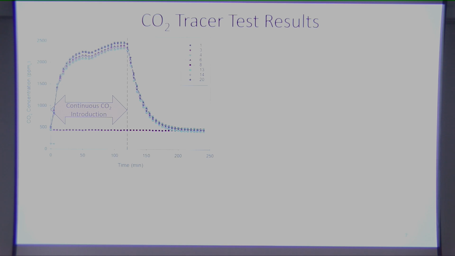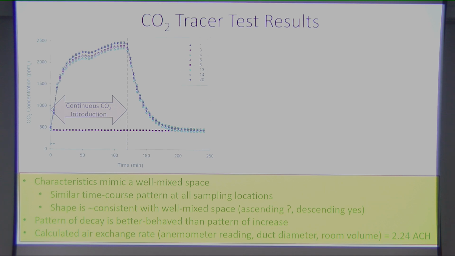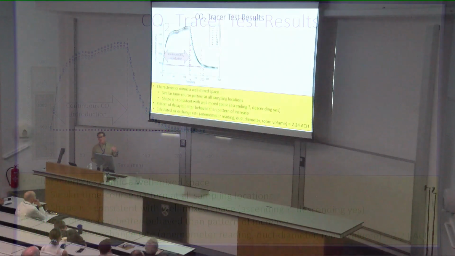What we would expect in a well-mixed space is, first of all, that all of those carbon dioxide concentration profiles would basically fall on top of each other. And there's also a characteristic shape that would show up in this behavior. So we sort of got those results, and so I'm going to say this was sort of a well-mixed space. What I would suggest is that these characteristics do, at least in some respects, mimic a well-mixed space in the sense that the concentration profiles at all of these locations were essentially the same.